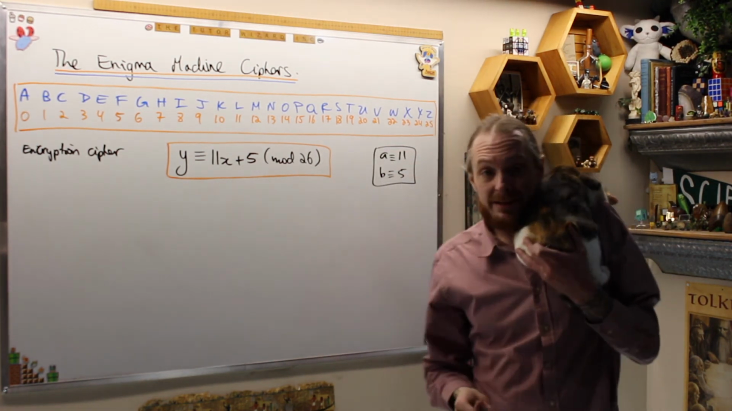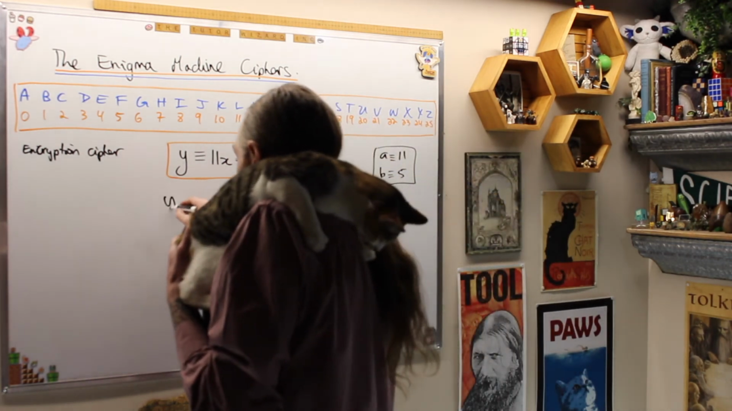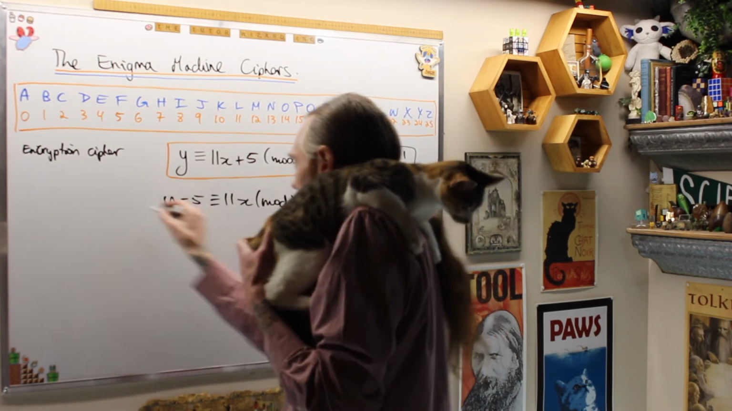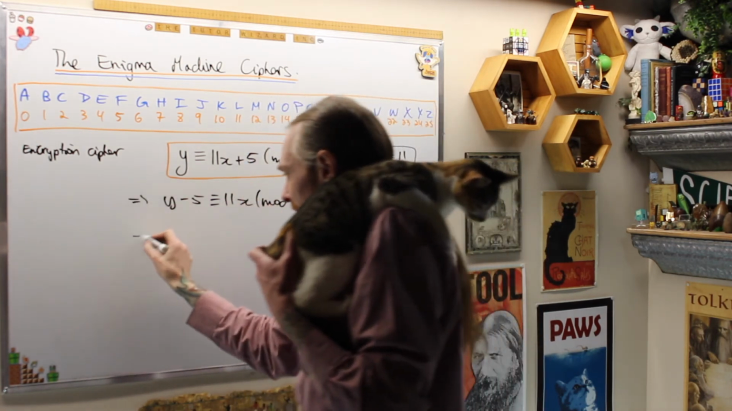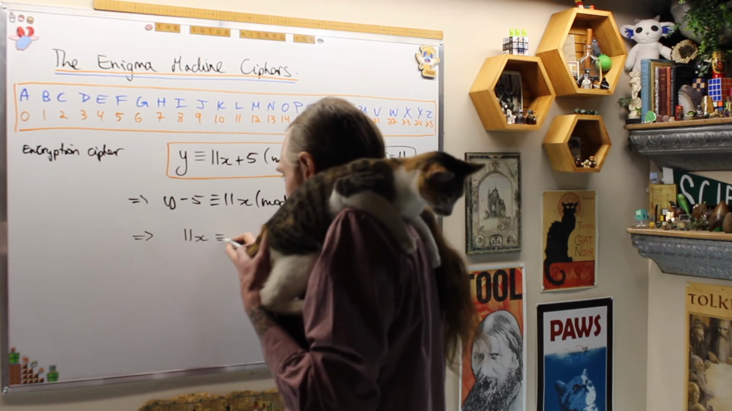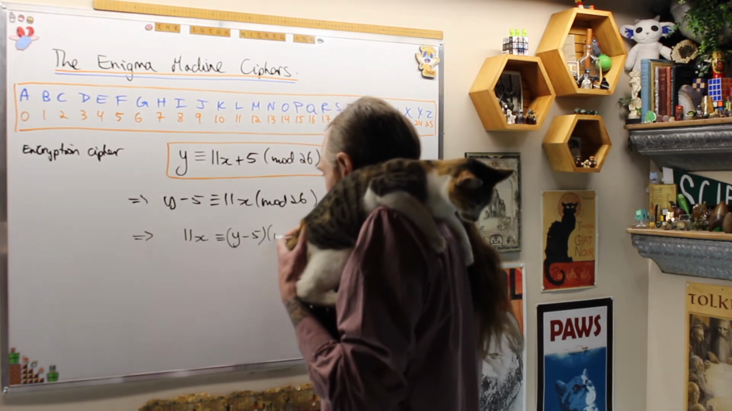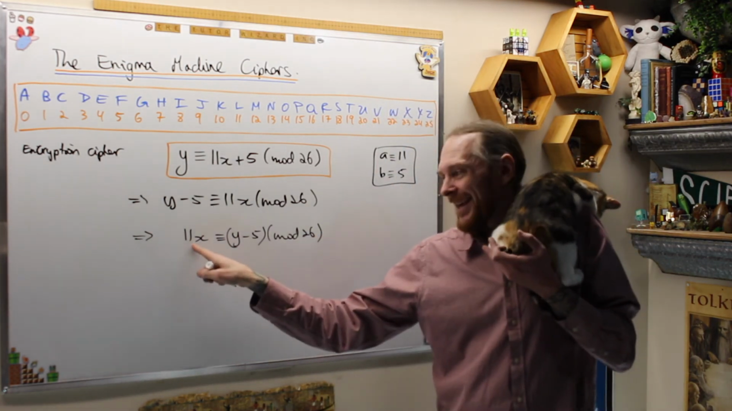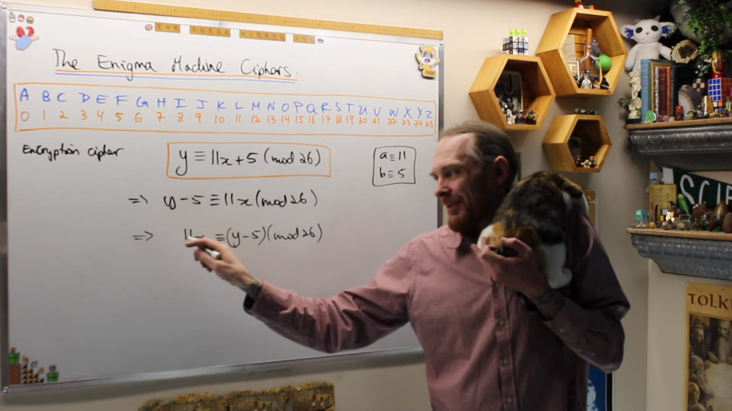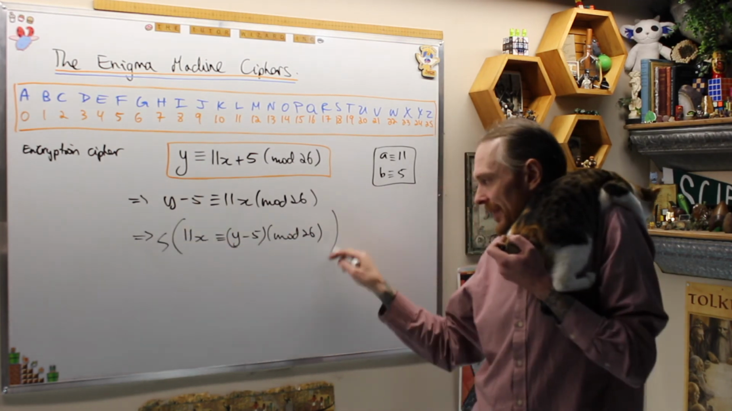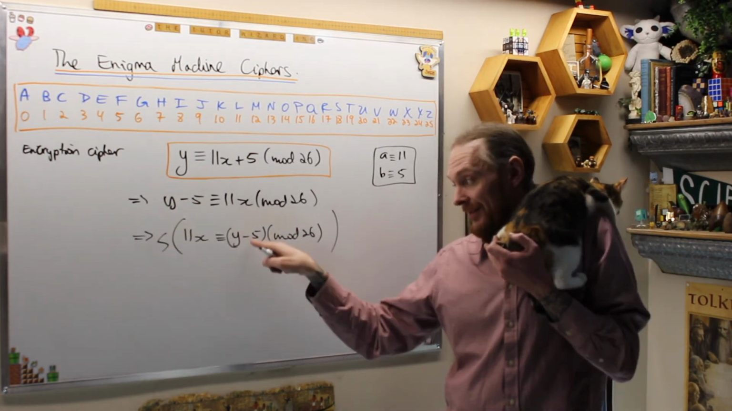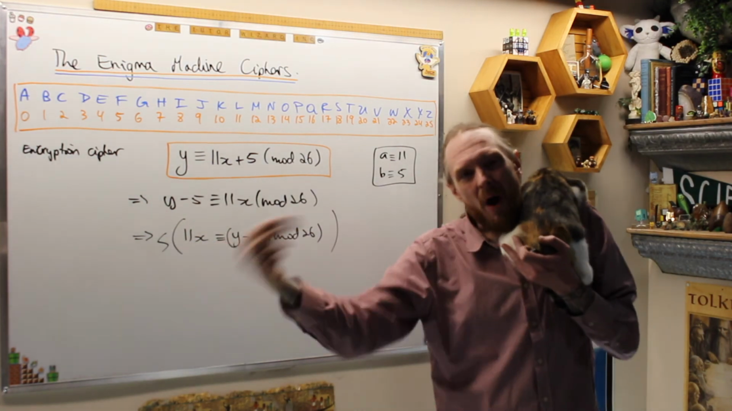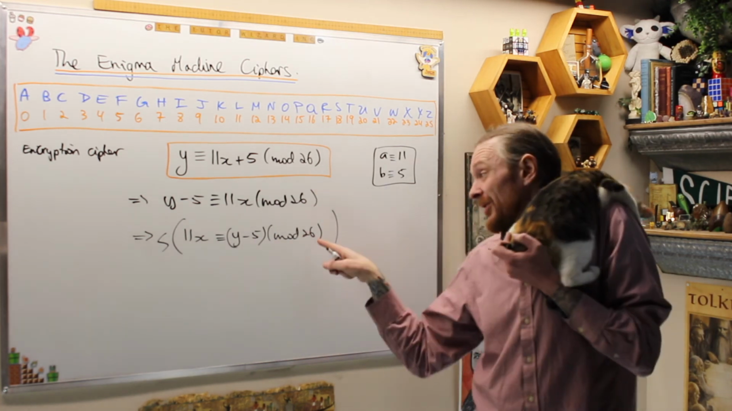How am I going to solve for this? Well, first of all, I can do Y minus 5 is congruent to 11X mod 26. I can flip this around. It bothers everybody, but I'm going to write it as 11X is congruent to Y minus 5 modulo 26. Now, to solve for X, I need to get rid of 11, and I have to multiply both sides of this congruence by S, but I need an S such that S times 11 leaves a remainder of 1 when I divide by 26.